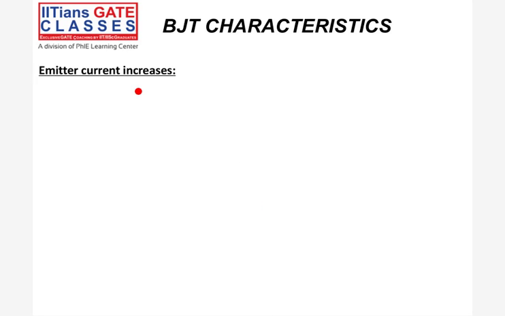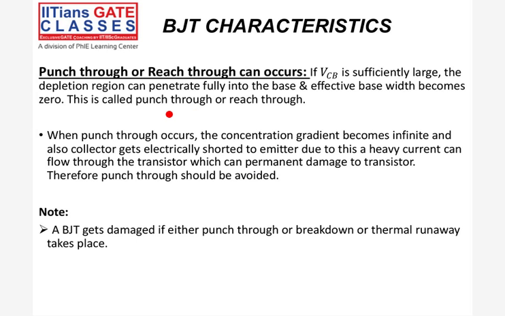Now we'll come to another point. Emitter current increases. That I discussed already. I have taken this once again here, but it is not required here. So emitter and collector junctions are interactive junctions, that you remember. Those two are interactive junctions. Now we'll move to another point.